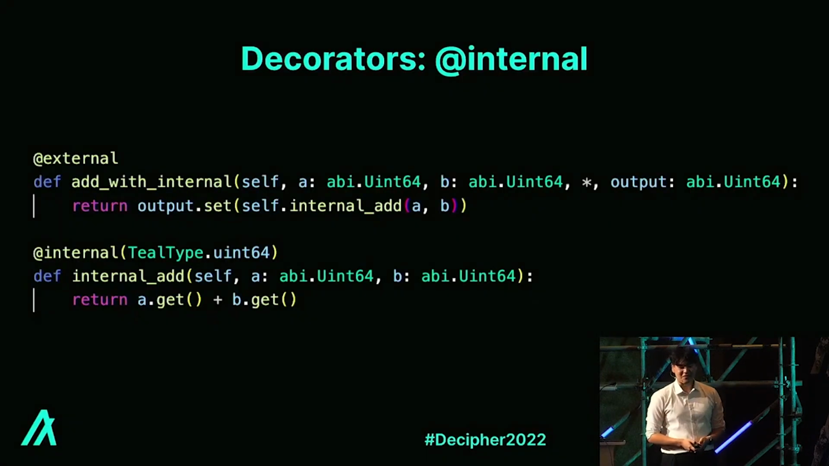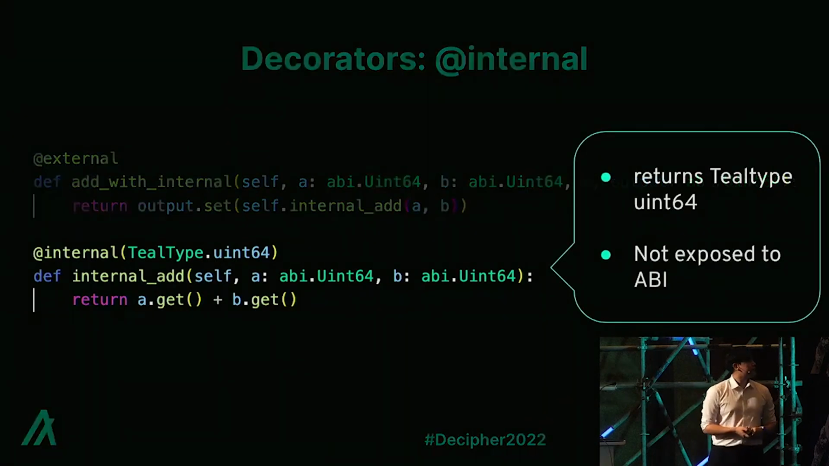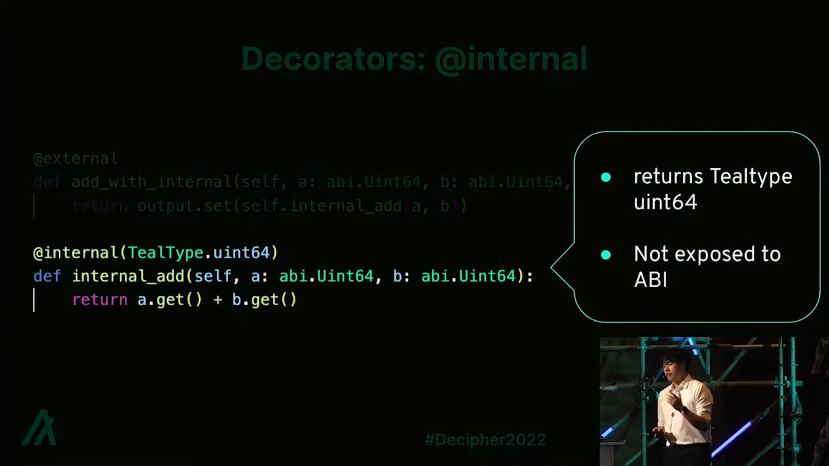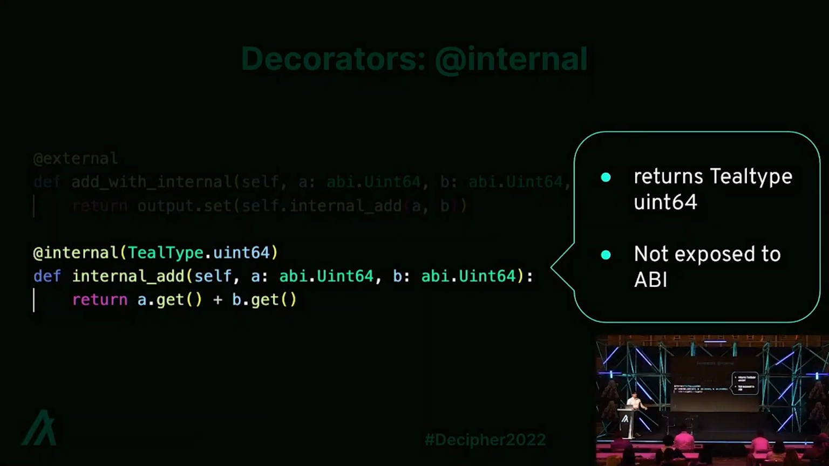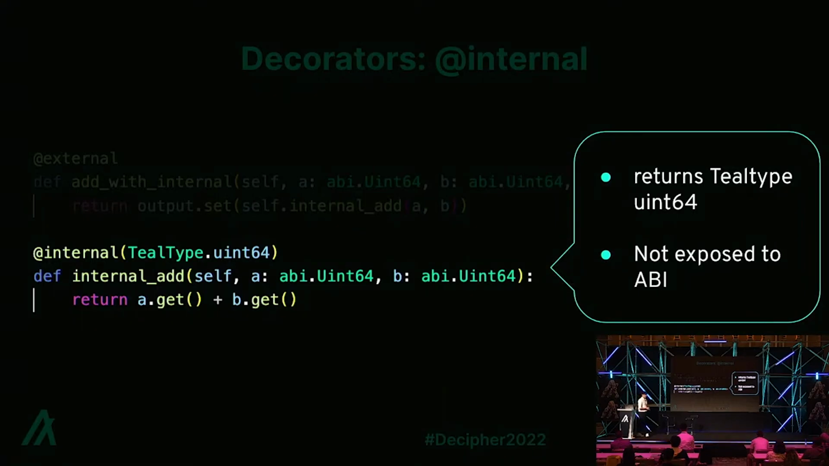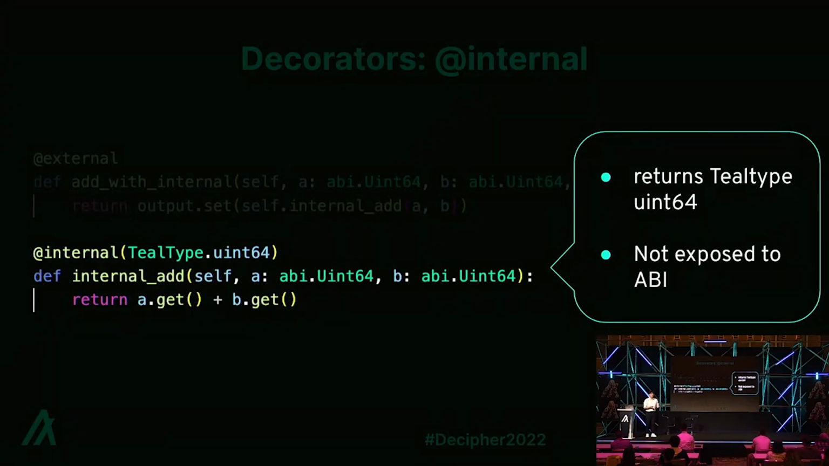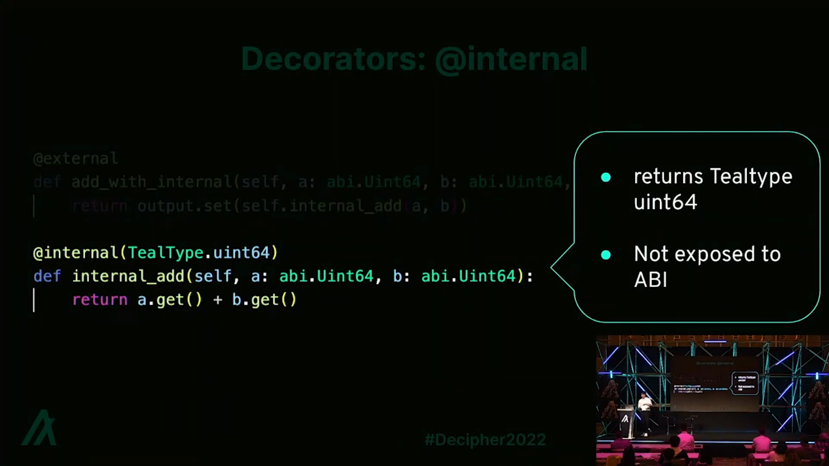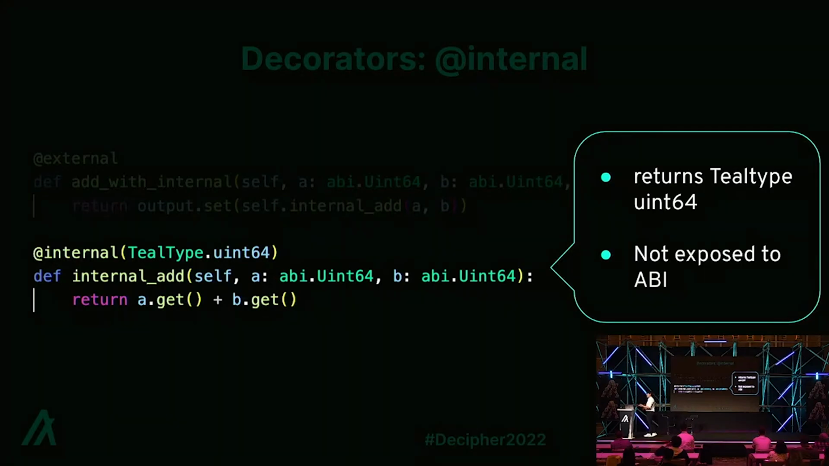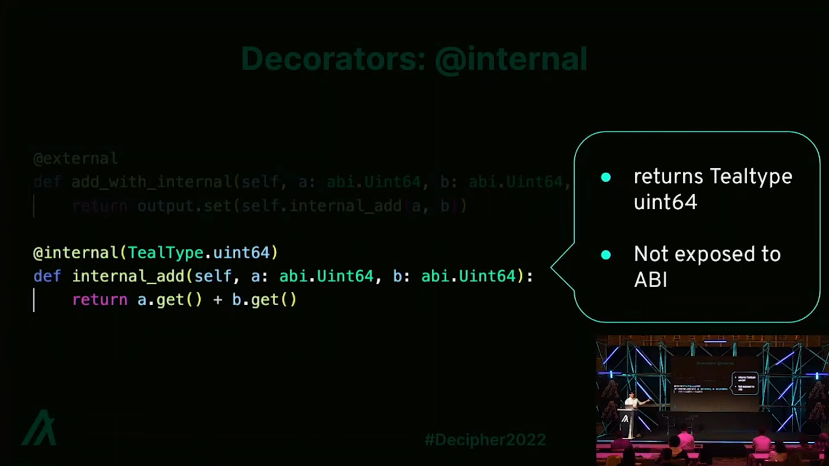All right, moving on to internal decorators. We have 2 methods up here. Let's first take a look at the internal add method decorated by the internal decorator. So what is that doing? Inside of the parentheses, it says TealType.uint64. That's just saying that this internal method is going to return a uint64 type. And what's cool about internal decorator, internal methods, is that they're not exposed to the API. So when you look at the API, this internal add method won't be there. So internal methods are used internally, like the name suggests, and the other external methods inside of the smart contract can use the internal method for computation or other stuff.